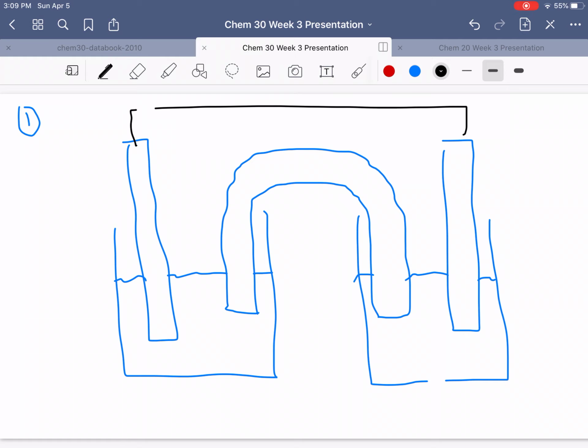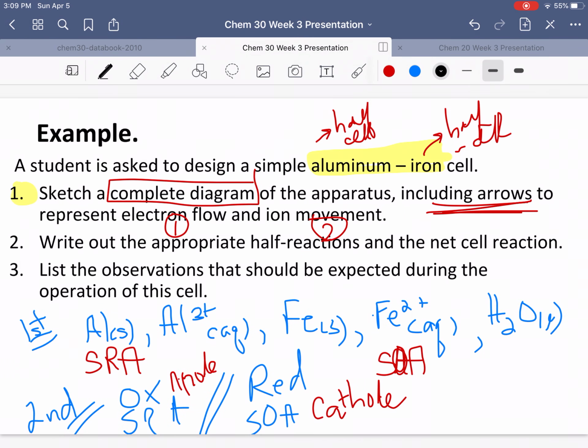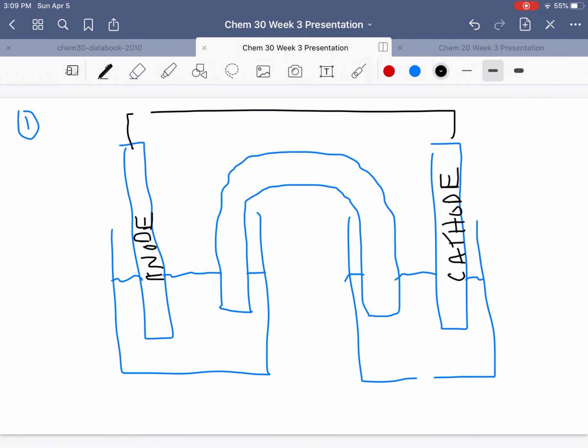I usually put my anode to the left, it's not a hard and fast rule, and then I'll put my cathode over here to the right. Now, how do you decide what the anode and the cathode are? Well, that's what we were figuring out in that previous slide, right? So, for example, here, my SRA is undergoing oxidation at the anode. So that means you would have to take this and label this as aluminum. Sorry, my writing is messy on this iPad here. Aluminum solid is your anode.